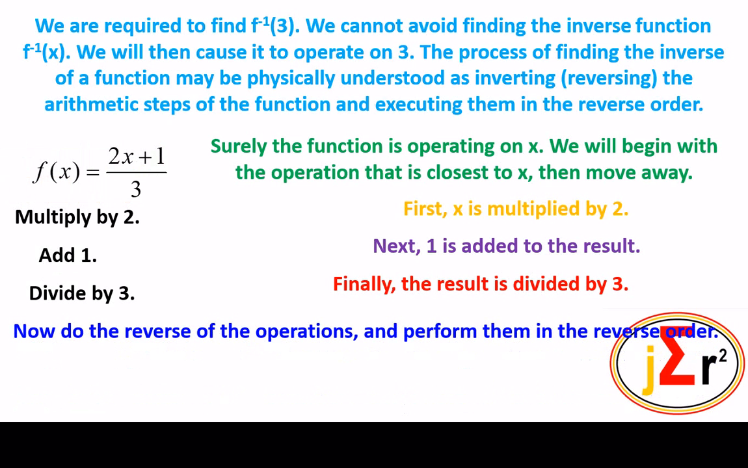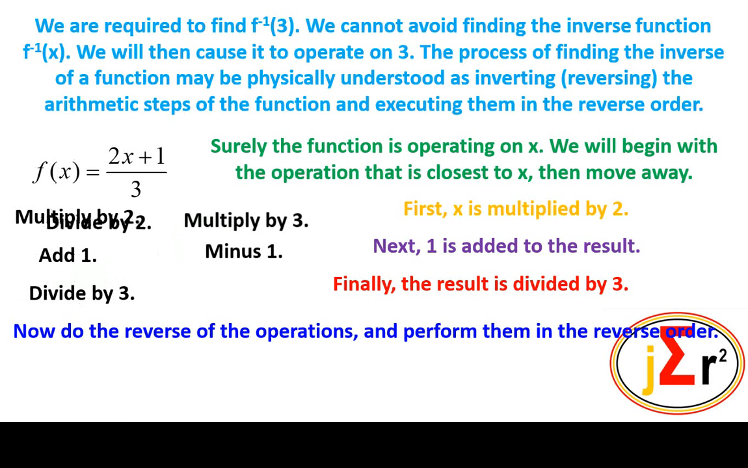Now, do the reverse of the operations and perform them in the reverse order. We will take the last one first, in order that the order will be reversed. Divide by 3. That's what we'll do. Take the reverse of that: multiply by 3. Whereas the last one says that we should divide by 3, what will we do? Take the inverse of that: multiply by 3. The middle is always the middle.